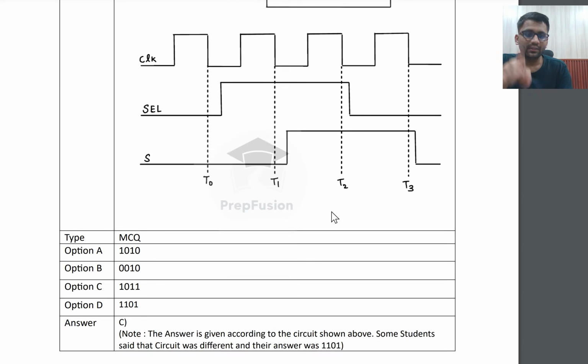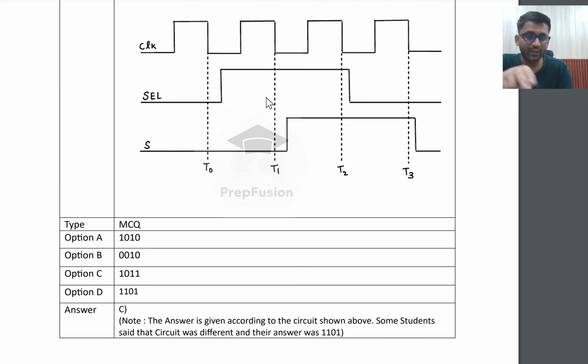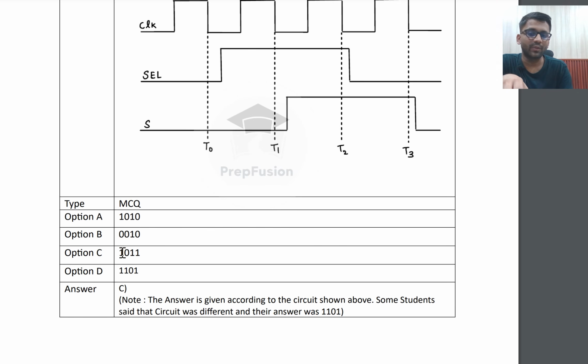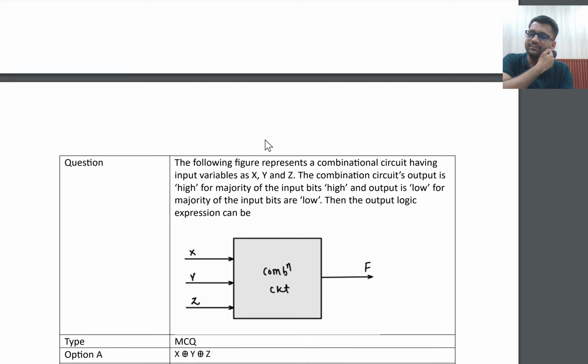So 2 to 3 students have told me that their answer was 1101, but according to this diagram, my answer is coming out to be 1011. We will see when the official answer key comes. So only for this question you can hold on a bit. Okay, let's go to the next one.